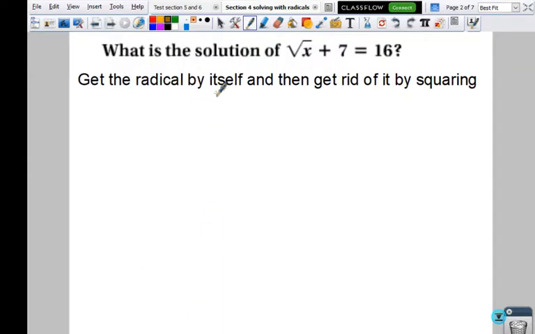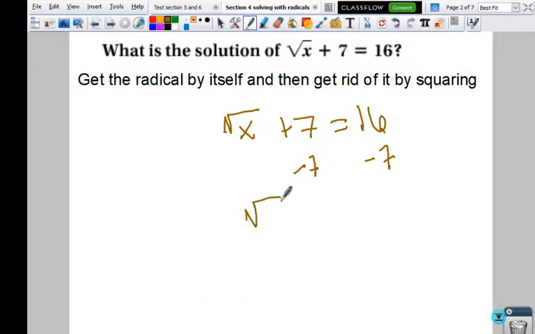Alright, so we're going to find the solution of square root of x plus 7 equals 16. Let me just write it out so I can work with it here. What I want to do is get the square root by itself first, which means I need to get rid of everything else around it. I have a plus 7 here. How do I get rid of a plus 7? Minus. We're going to minus 7 on both sides. And then I have square root of x equals 16 minus 7, which is 9.